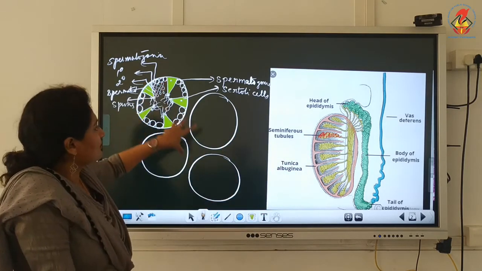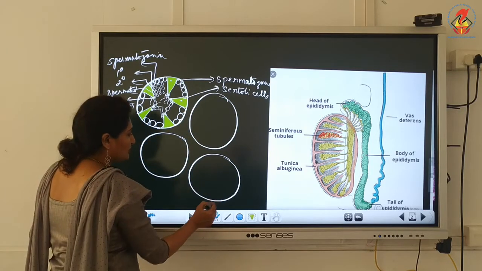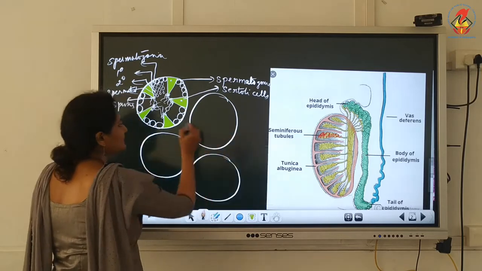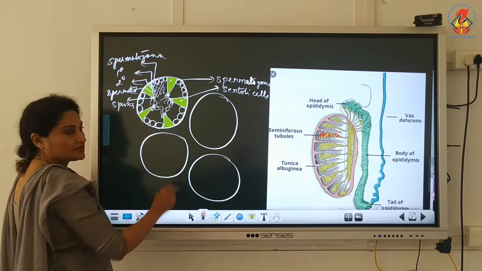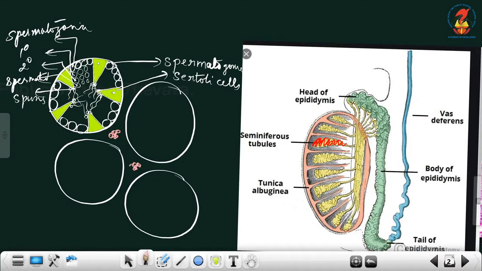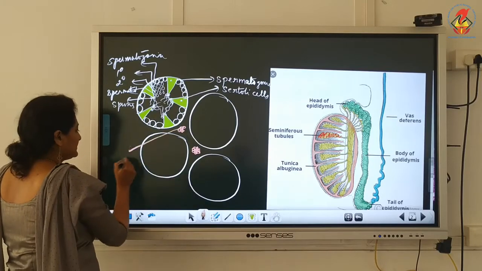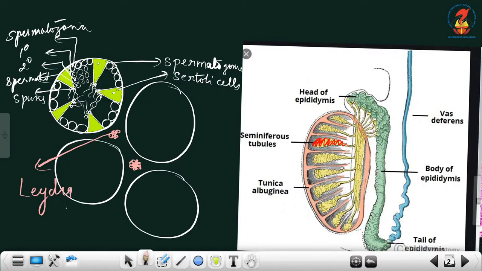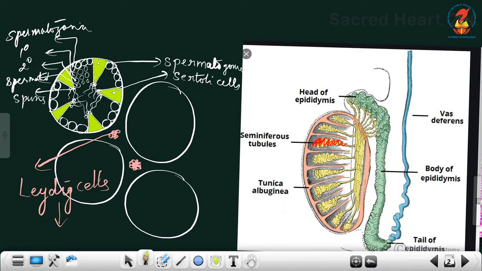Now coming out of the seminiferous tubule, the gap between adjacent seminiferous tubules is known as the interstitial space. See this gap, almost triangular, that intercellular space is called the interstitial space. There is a group of cells. I am drawing a group of cells in this interstitial space. The name of these cells are the interstitial cells or the Leydig cells. These Leydig cells are very important. They are endocrine in function. They produce the hormone testosterone.